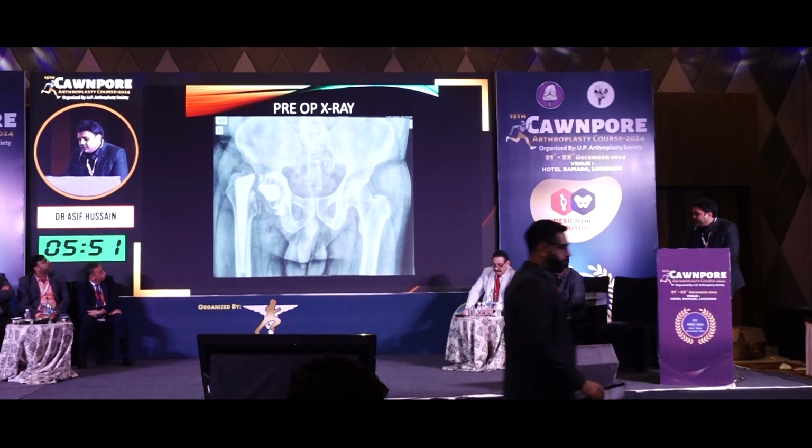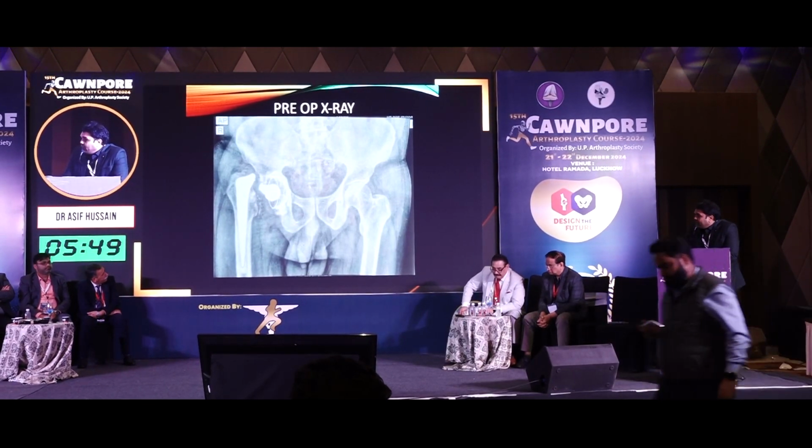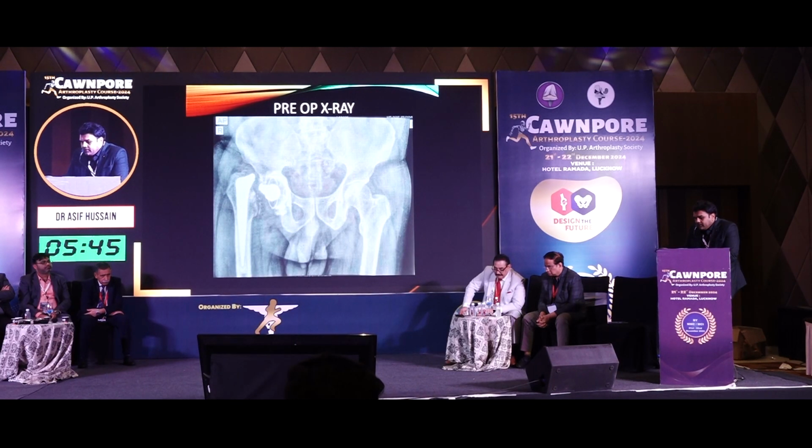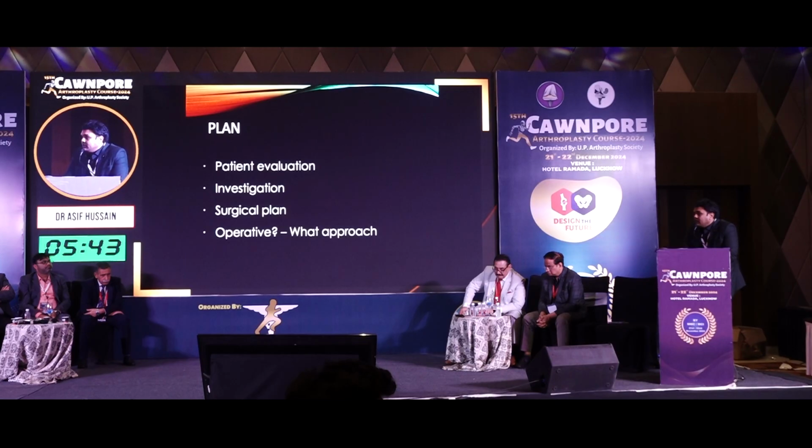Then we went for the X-ray. In the X-ray, we found that there is a broken femoral prosthesis neck. Then we planned for this patient. First I evaluated the patient, whether he is fit for surgery or not. Then we went for investigations to rule out whether there is some infection or not. Then we planned the surgery.